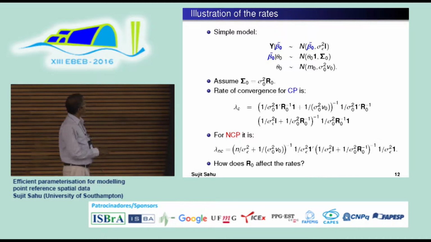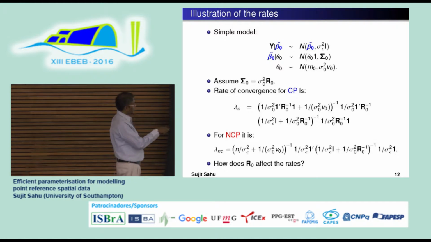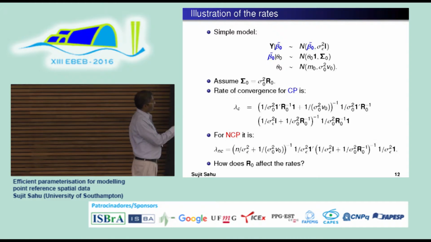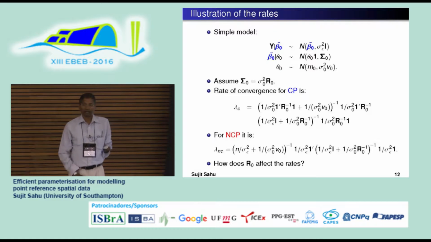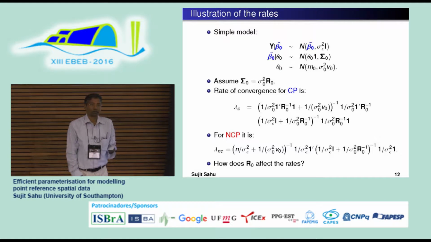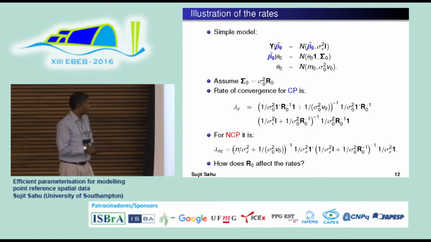So assume a simple model, y given beta naught. So we just have no covariates, very simple spatial effects, and that Sigma naught is sigma naught square R naught. That R naught will have the spatial correlation structure, Matérn or exponential correlation structure that we would like to assume. Then we can calculate this lambda C and lambda NC. Again, we want these to be close to 0 if the parameterization is to converge faster.